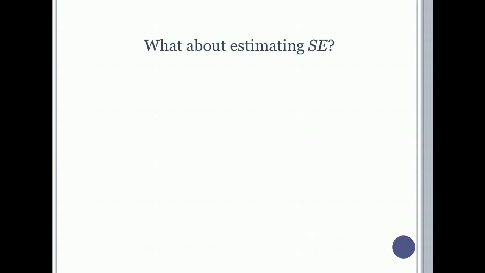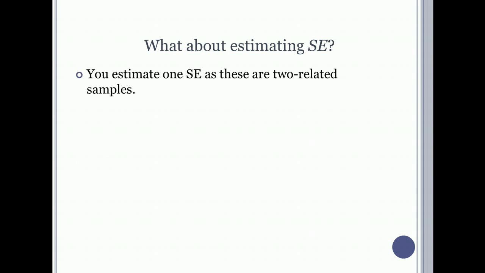So what about estimating standard error? You estimate one standard error, as these are two related samples, versus if you were doing two independent samples, or an independent samples t, you would have two standard errors which you would have to subsequently pool, etc. But that's another lecture. But so you have one standard error, as these are two related samples.